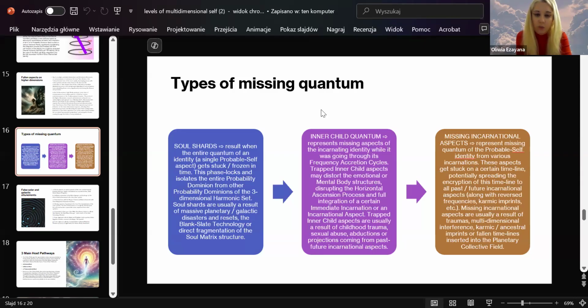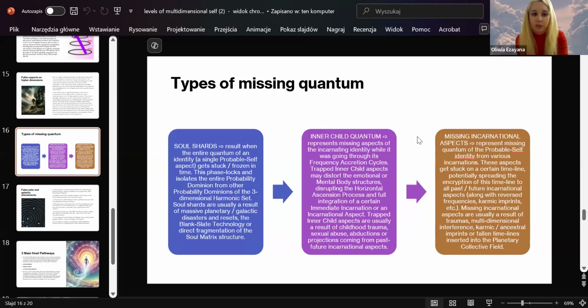Trapped inner child aspects are usually a result of childhood trauma, sexual abuse, abductions, or projections coming from the past, future, incarnational aspects. Inner child is an aspect of our soul matrix, a very foundation of it. So if you want to work on the eternal self-integration, this cannot be omitted.